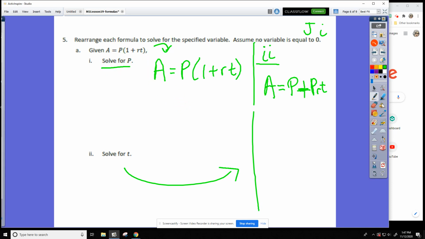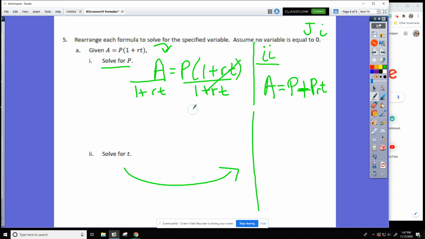So first they want us to solve for P. So this one, you don't want to multiply and distribute this P, because then you have P in more than one place. And right now it's written pretty simply that it's separated by multiplication. So if I want to get P by itself, I'm going to divide by 1 plus RT.